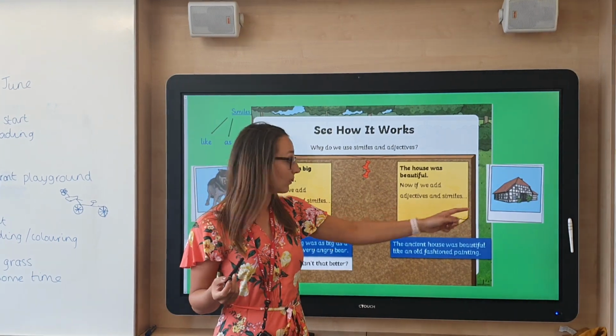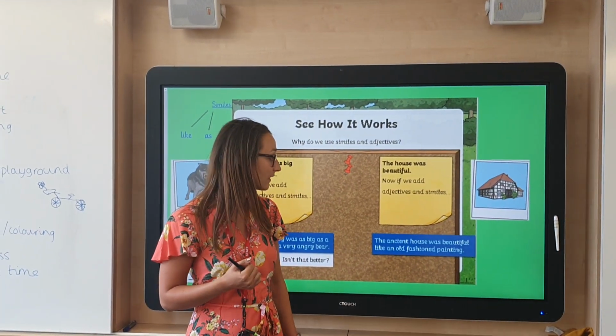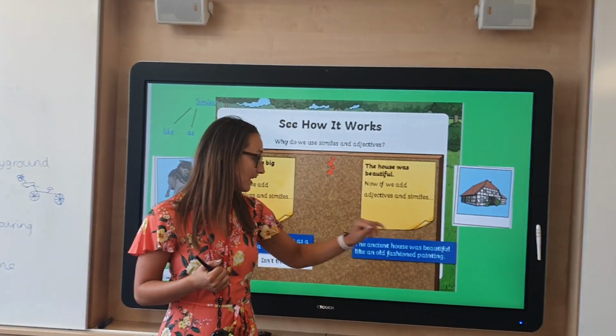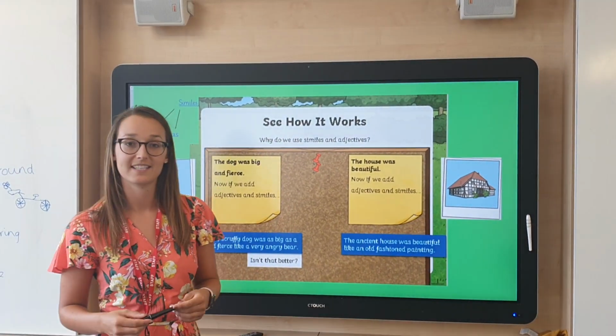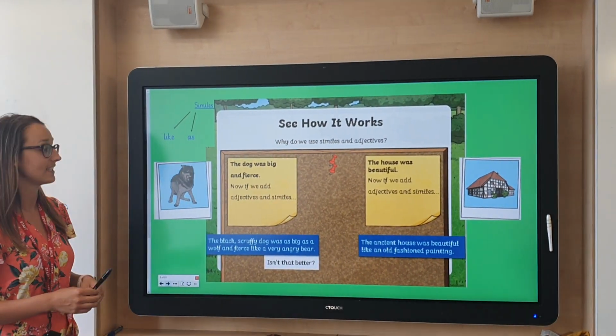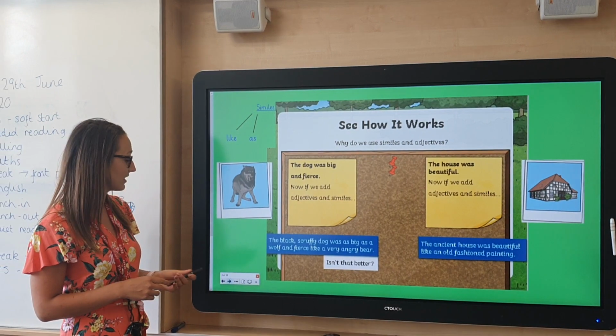And then here we've got the house was beautiful, or we've got ancient house was beautiful like an old-fashioned painting. Okay, much more interesting to read. Okay, and it really makes you think about what it actually looks like.